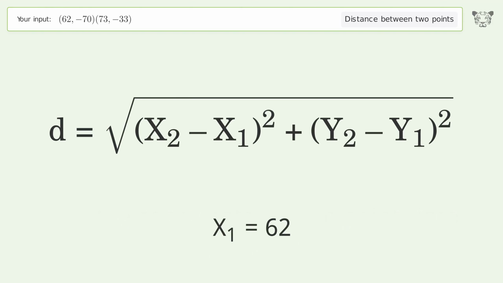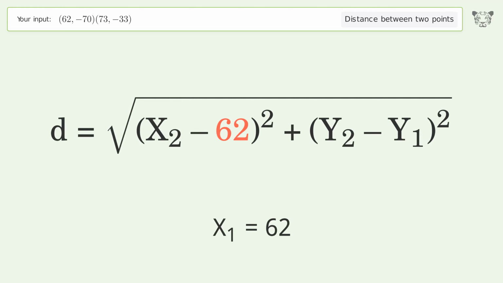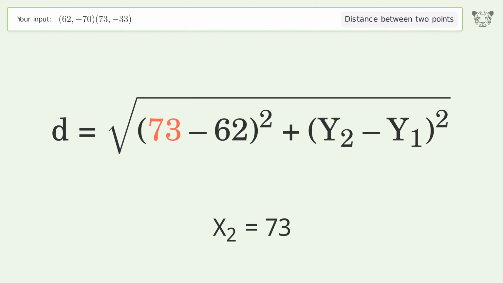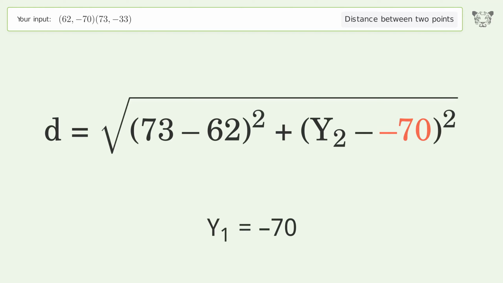x1 equals 62. x2 equals 73. y1 equals -70. y2 equals -33.